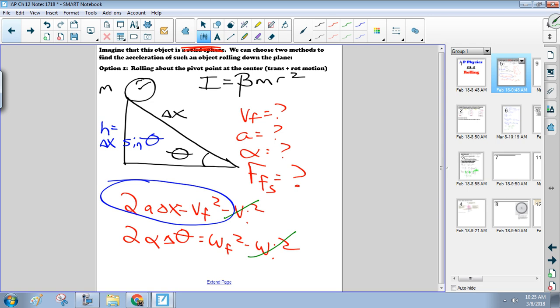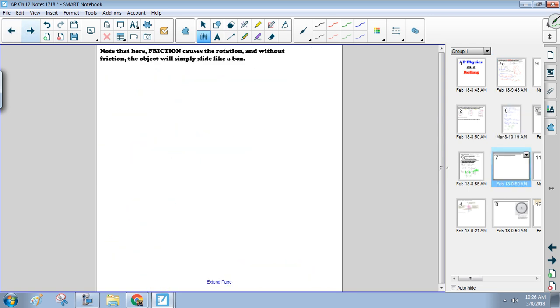Good? Question, Patrick? It would have a certain acceleration going down, and the force of friction at the bottom is kind of like against the acceleration. I don't know, but it's rotating, so no. All right, so let's do this. No, I agree with everything you just said. We're going to get there in one second.